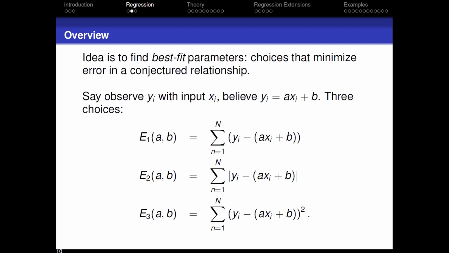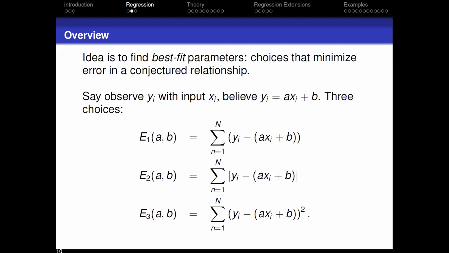Any Monty Python fans here? Or is this one of these is right out? Which one is a bad choice of error? The first one. Why is the first one bad? What's wrong with the negative error? Yeah, you can actually have a negative error canceling a positive error.